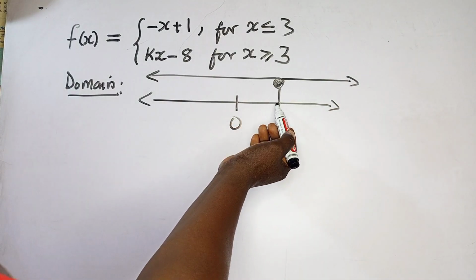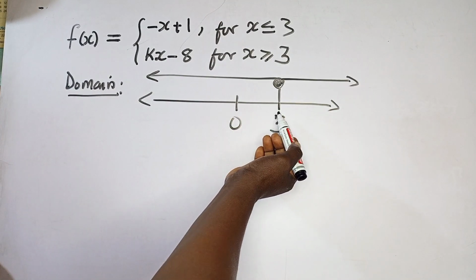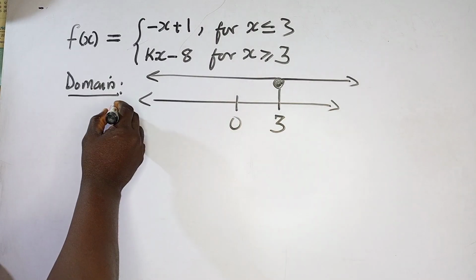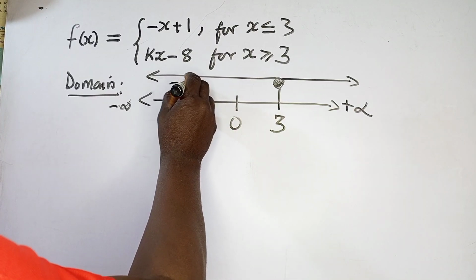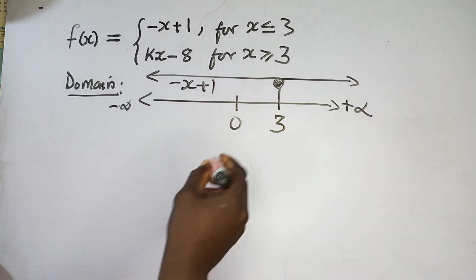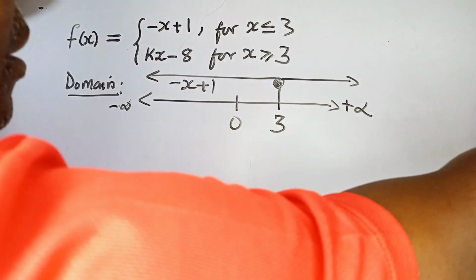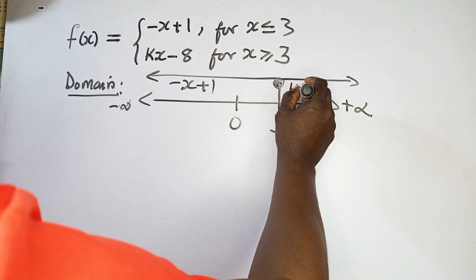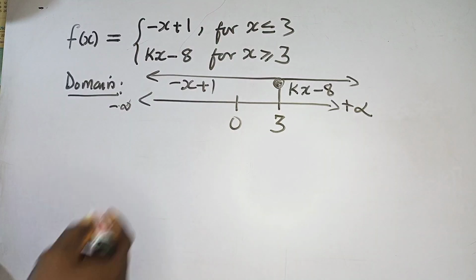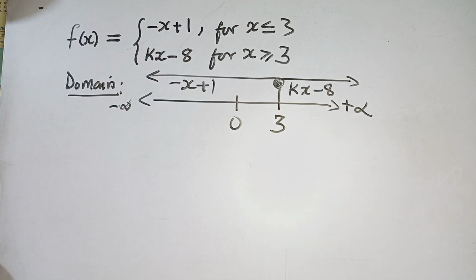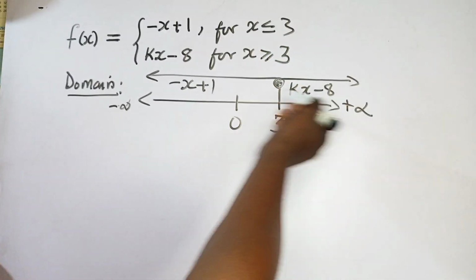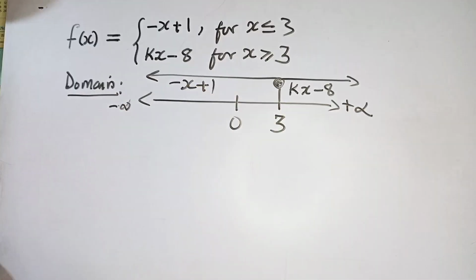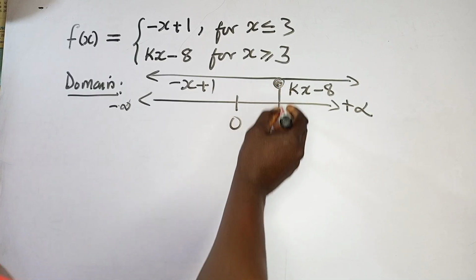So, for all values of x from 3 backwards to negative infinity, remember this is negative infinity, this is positive infinity, the function is defined here as negative x plus 1. For all values from 3 getting towards positive infinity, the function is defined as kx minus 8. That's the meaning when we see a function defined in such a manner. We go to the domain, we check the critical point here, which is 3, and then we place the different definitions depending on the zone that we find ourselves in.